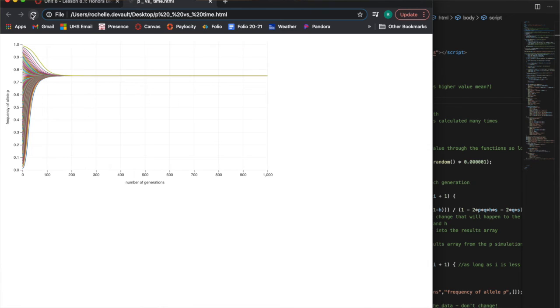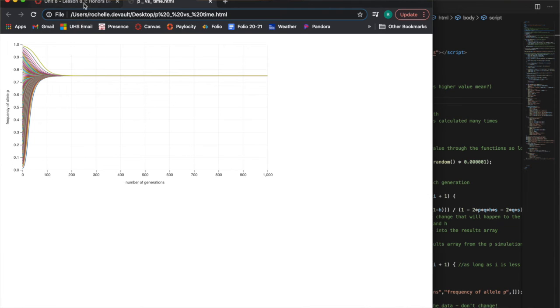Ooh, what is happening? No matter what the starting frequency of P, we are selecting for it, but it never is fixed. It never ends up being the only allele in the population. Some portion of the population is still showing the Q allele. So the frequency of P allele becomes fixed at 0.75 in this case. So 75% of alleles in our population are P, or are dominant.